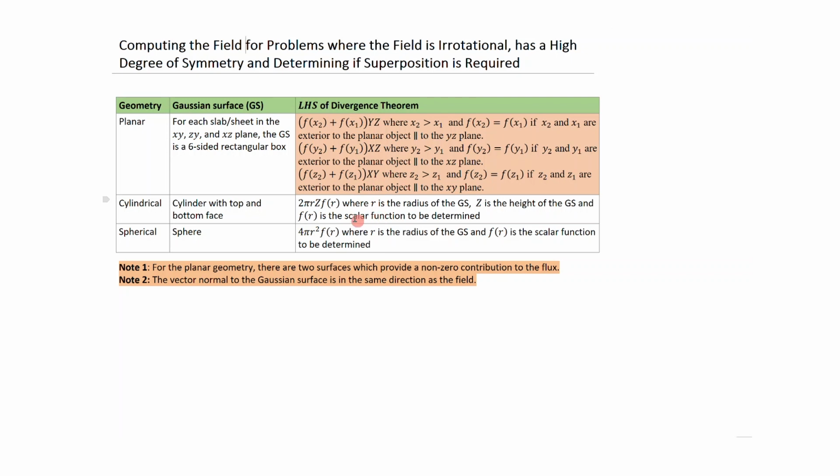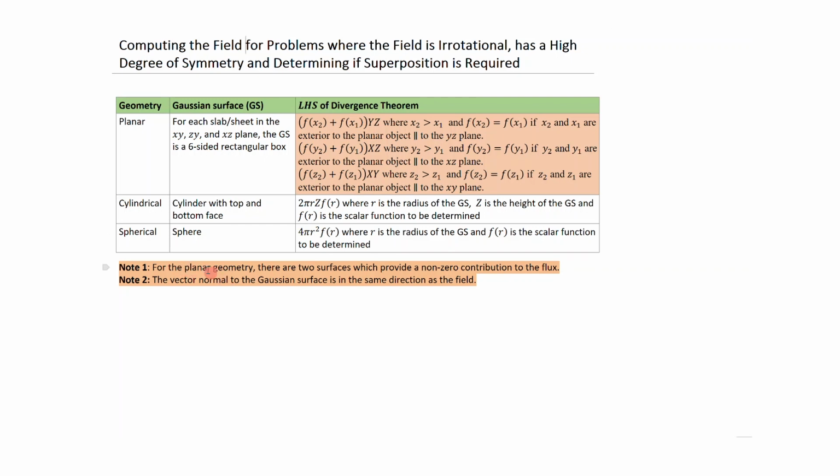For a cylindrical case, on the left-hand side, we ended up with this being equal to 2 pi times the radius of the Gaussian surface times its height. And f of r, of course, is the scalar that we're trying to determine, and it is a function of r. And for a spherical case, basically, we ended up with 4 pi r squared f of r, r being the radius of the Gaussian surface. And again, f of r is a scalar function to be determined.